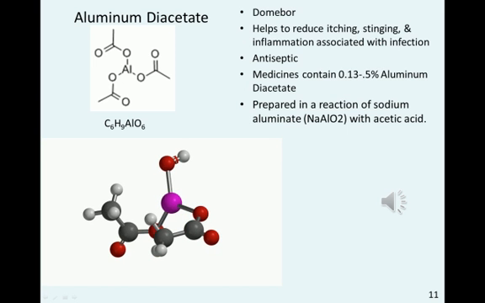Aluminum diacetate helps to reduce itching, stinging, and inflammation associated with infection. Medicines that contain aluminum diacetate contain about 0.13 to 0.5% of it. It is prepared in a reaction of sodium aluminate with acetic acid.